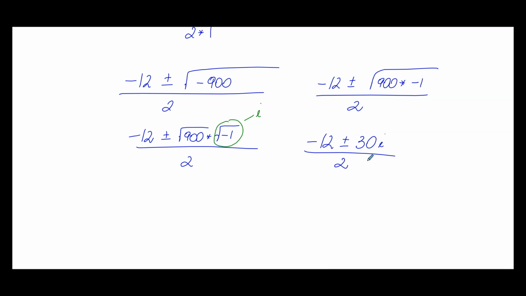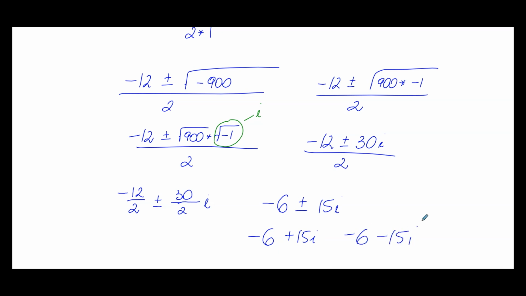Now we know that a complex number cannot remain with a fraction. So we divide through by the denominator 2, because that's for both of them. Therefore minus 12 by 2 will be minus 6, plus minus 30 by 2, that's 15, and i. So one root will be minus 6 plus 15i, and the second minus 6 minus 15i.